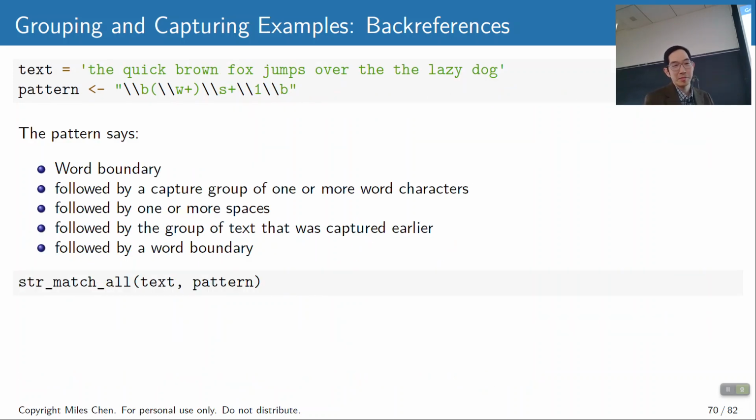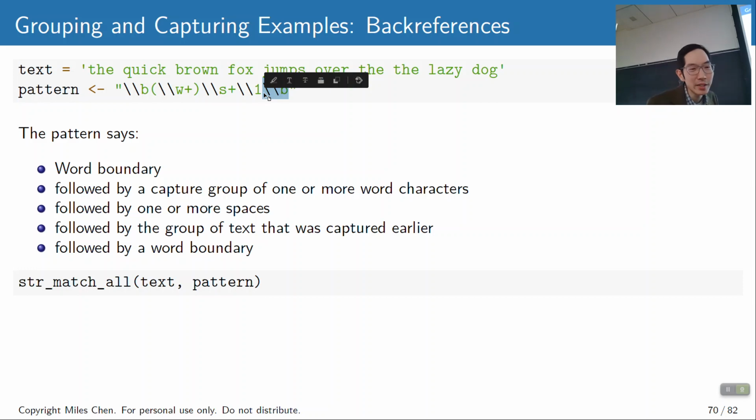All right. Can we understand what this thing says? As we start building regular expressions, they just start getting more and more complicated. It's like having these Lego pieces, and you can just start building these. All right, what does this say? This says we want a word boundary followed by one or more word characters, which is a capture group, followed by one or more spaces, a back reference to that first capture group, followed by a word boundary.